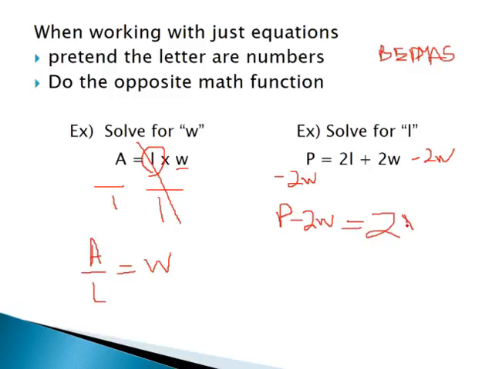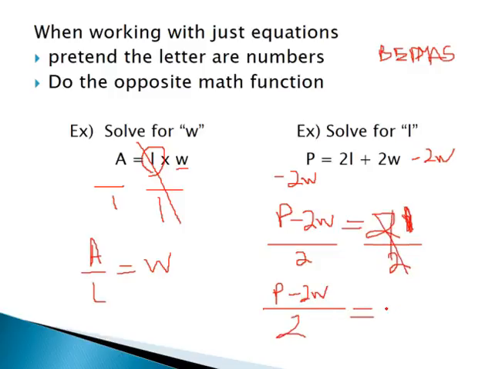So now I have to get the L all by itself. Again, this is multiplied by 2, so the opposite of that is divide by 2. Whatever I do to one side, I have to do to the other. So in this case, everything over here divided by 2. So p minus 2w all divided by 2 would be equal to, that cancels, I'd be left with L. So there's just reorganizing formulas. Just remember, don't freak out. Just think of them as if they're numbers. What would you do if it was like a 2? Well, if it was multiplied by 2, I'd divide by 2. So if it's multiplied by L, divide by L. All right?